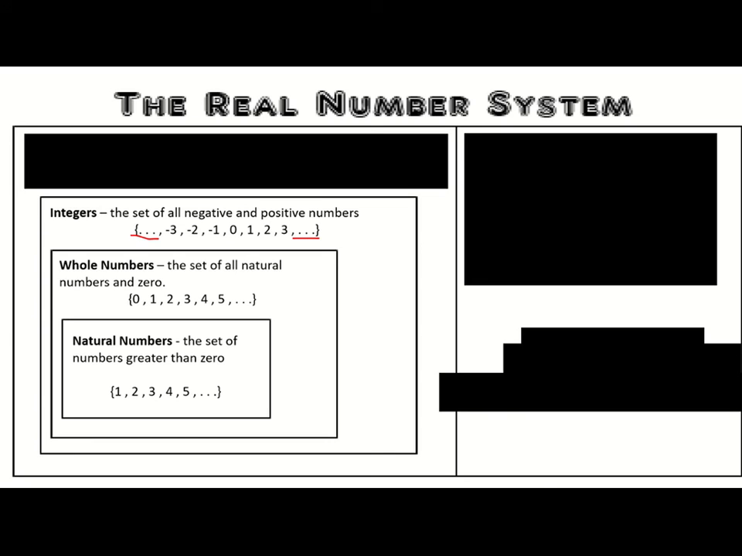So something such as -100 or +100 would also be considered integers. Again, we do not have any decimals or fractions at this point. All we have are single values. Okay? There are no decimals or fractions to this point.